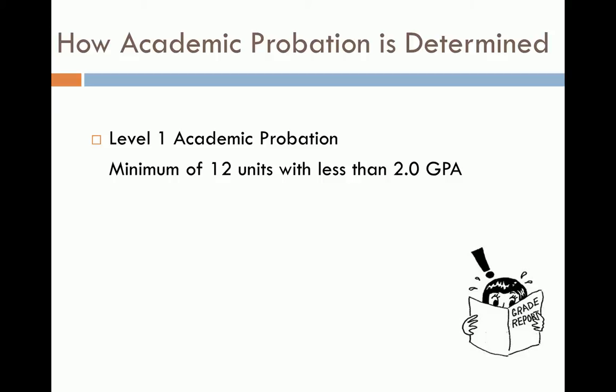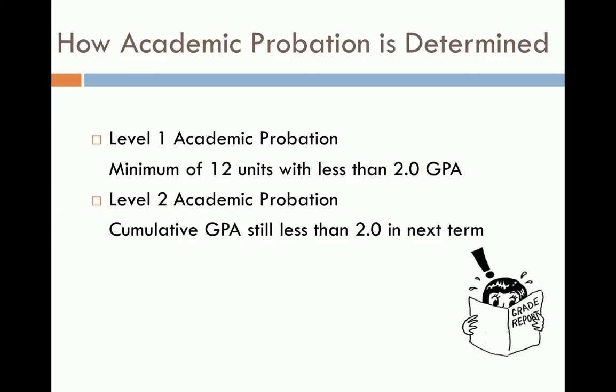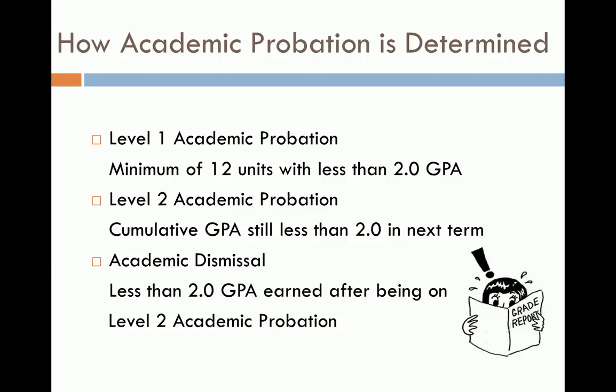If you attempt additional units in a subsequent term, and once again you are unable to maintain a 2.0 cumulative GPA, you are then placed on Level 2 academic probation. Once on Level 2 academic probation, it is absolutely necessary to maintain a 2.0 GPA or better during the specific term which you are currently enrolled. If you fail to do so, you will be subject to dismissal from the college.